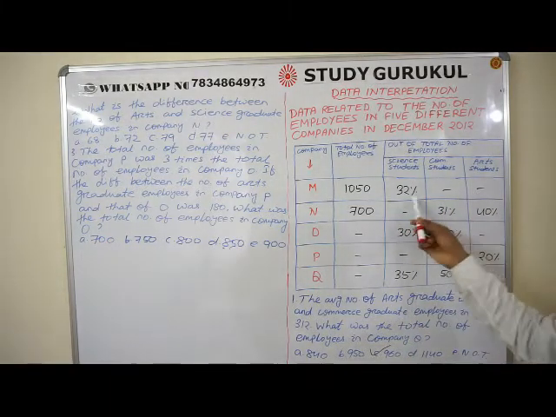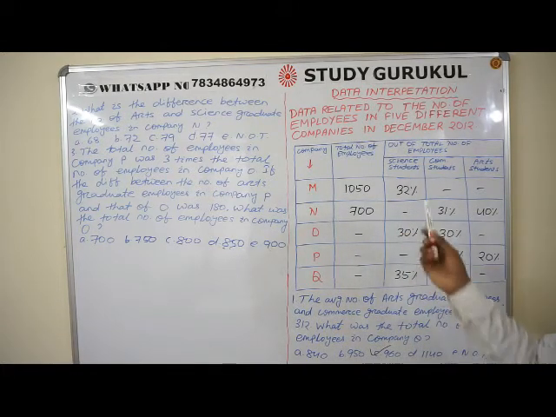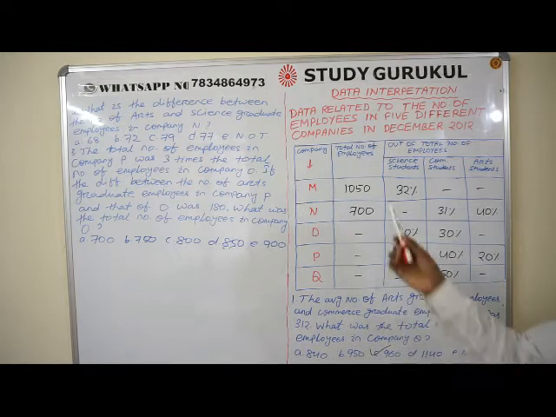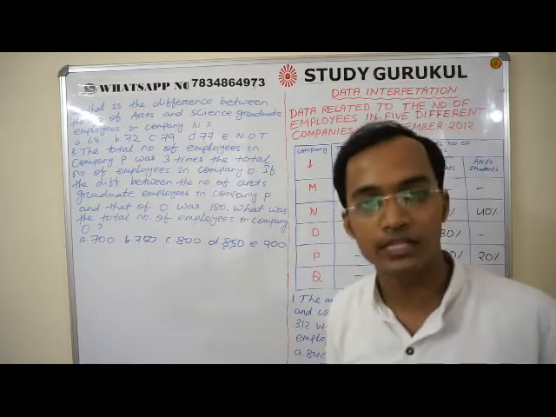So, in company N, what is the difference between arts and science graduates? See, here it is 40%, this is 31%, so this is 29%. 40% minus 29% equal to 11%. 100% equal to 700. So 1% equal to 7, 11% equal to 77. So the answer will be 77.